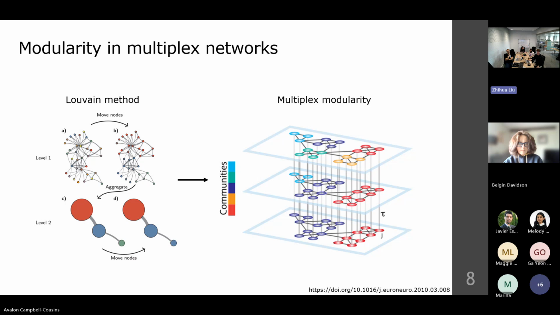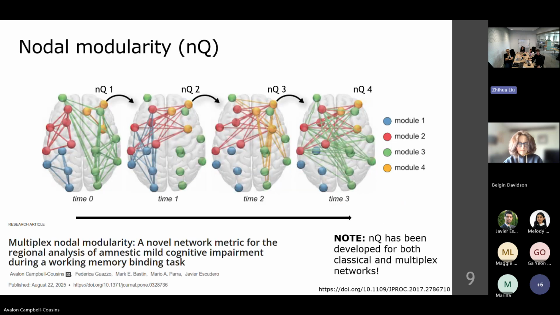And so a contribution that we've made is nodal modularity, which is a novel extension of classical modularity extended to individual nodes, where now you can track how nodal modularity changes as time progresses. Here's a shameless plug of the research article if you want to know more about the mathematics behind it and these sorts of things. And it's been developed for both classical single layer networks and multiplex models. And this gives us a more granular view of what's happening when reorganization occurs due to Alzheimer's disease, and what sort of brain regions we're seeing these changes pop up in.